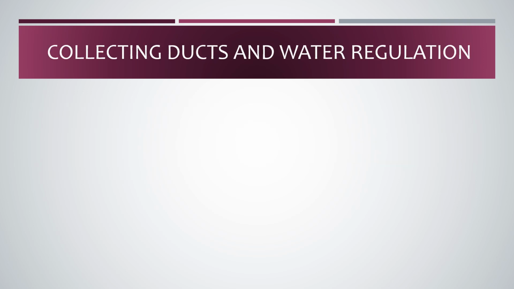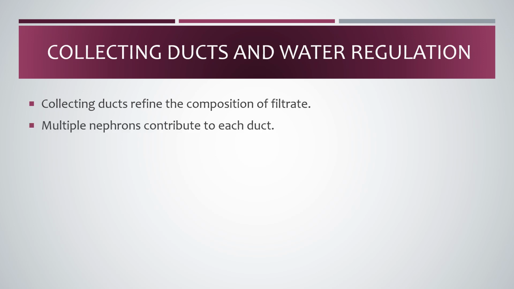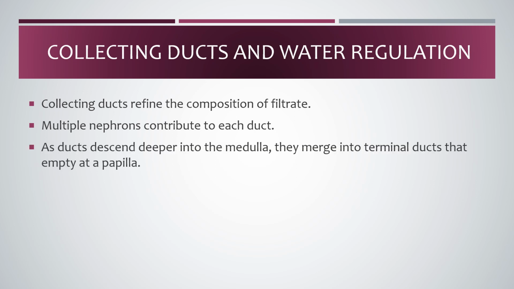Collecting ducts and water regulation. Although distinct from the nephron, collecting ducts play a pivotal role in the final adjustment of the filtrate. Each duct gathers filtrate from multiple nephrons to refine its composition. As these ducts descend deeper into the medulla, they merge to form approximately 30 terminal ducts, which then empty at a papilla. The simple cuboidal epithelium lining these ducts facilitates the efficient transport of water.